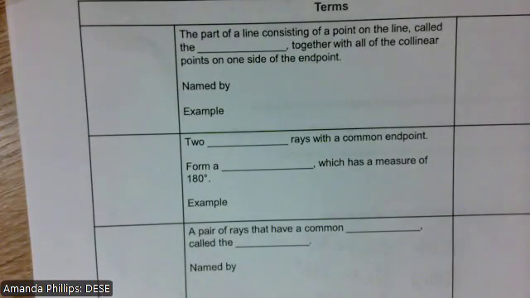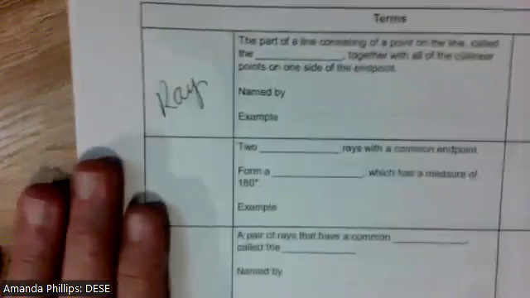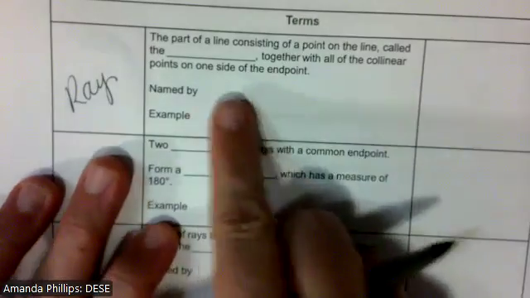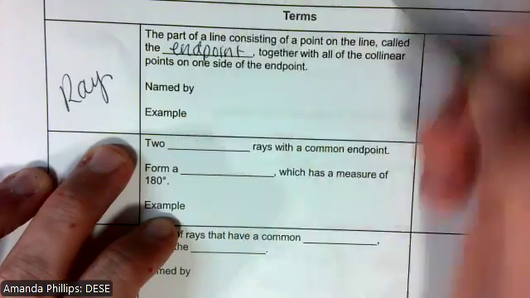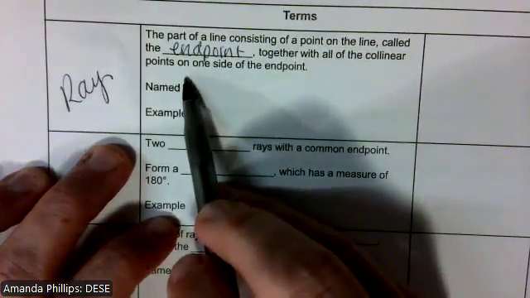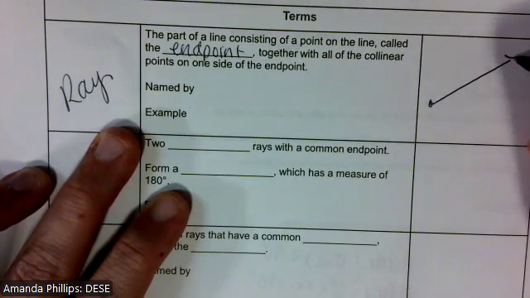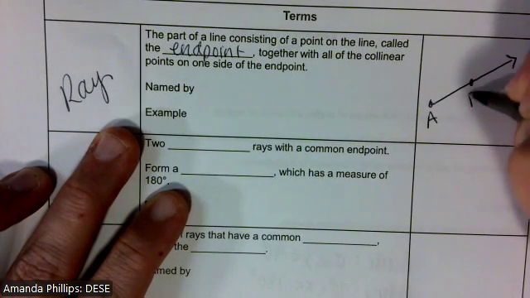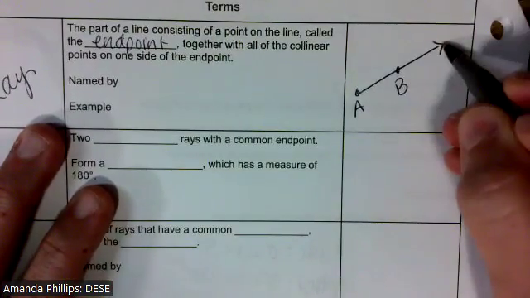We have some vocab today, and it looks overwhelming, but I promise you it's not too bad, okay? So first thing we're going to do is talk about what is a ray. Now, a ray is a part of a line consisting of a point on the line we call the endpoint, and together with all the other collinear points on one side of the endpoint. Okay, so here we have an example. We have point A. Point B is also on this ray. It is collinear with it, on the same side.